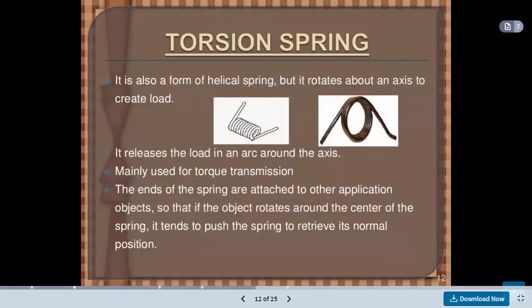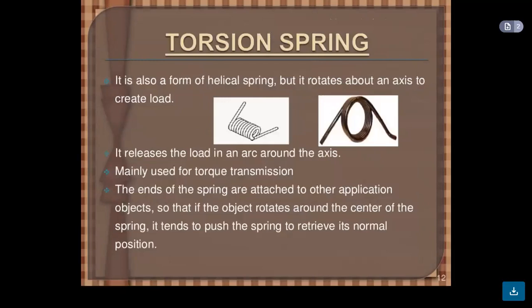Another type of spring is the torsional spring. It is also a helical spring, but it rotates about an axis to create a load.